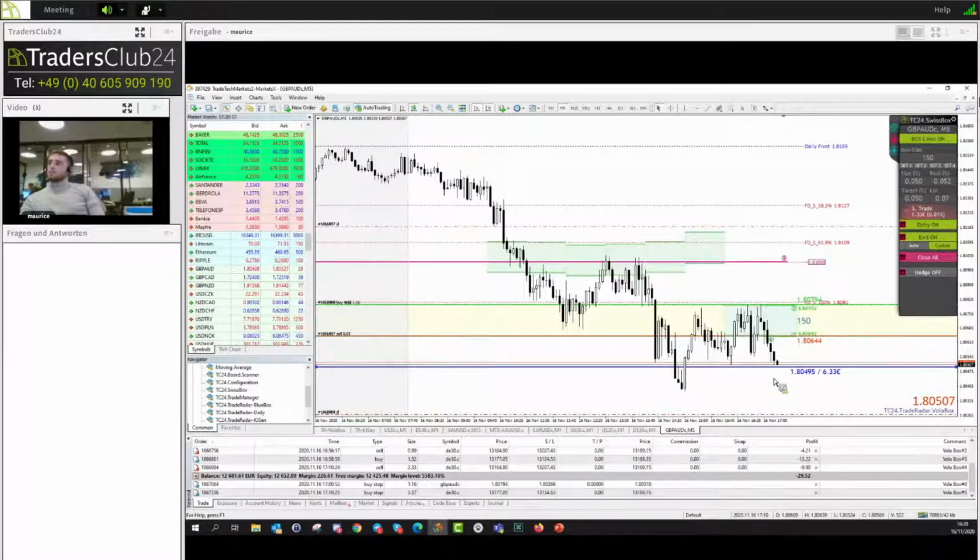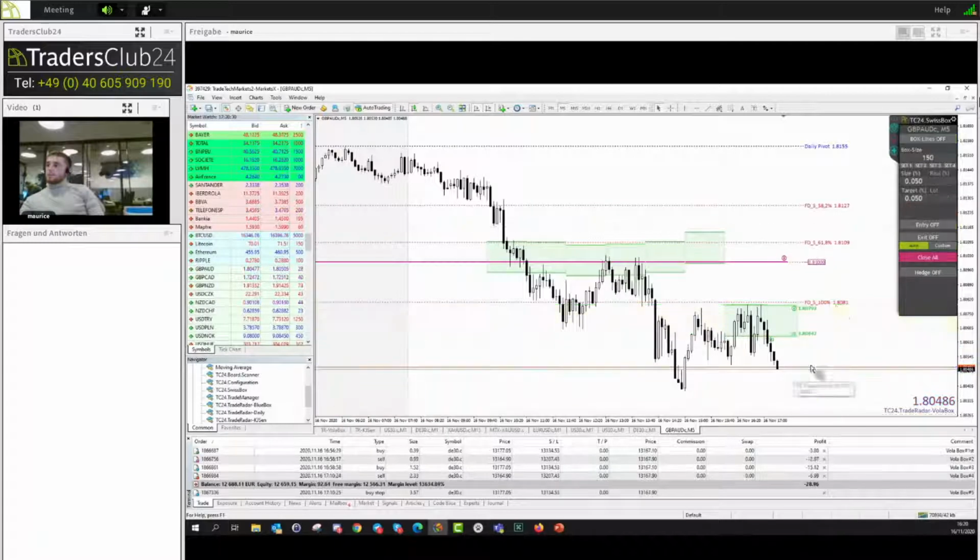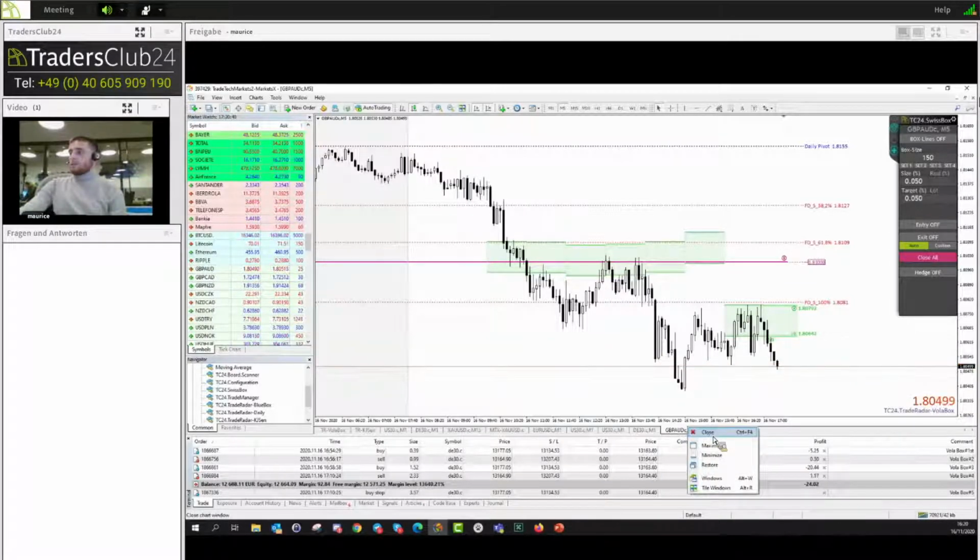Again, it's not the worst thing in the world if we close it now at €2 profit, but we want it to close at our target. Go on. Just 1 point away. And there's our take profit hit. So again, another VolaBox perfectly in tune.